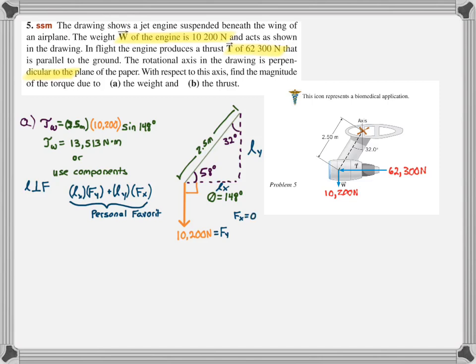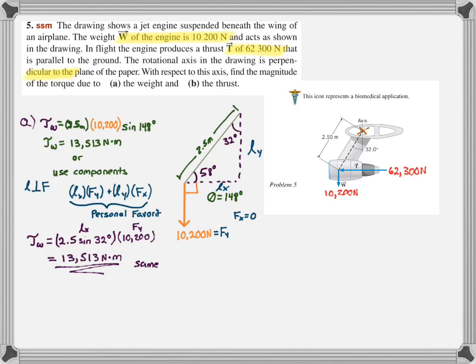So all we really have to do is find the x component of the distance from the axis and multiply it by the y. So the torque can be simply written as 2.5 sine of 32, which gives us the length in the x direction, times 10,200, which gives us the force in the y, and we get 13,513 newton meters, which is the same.